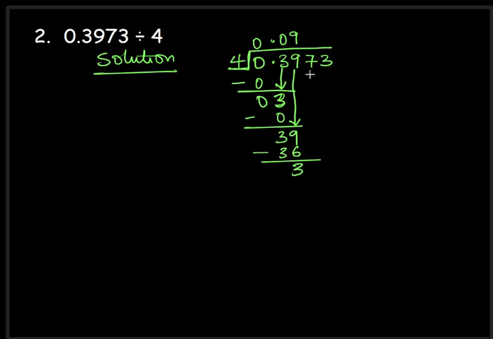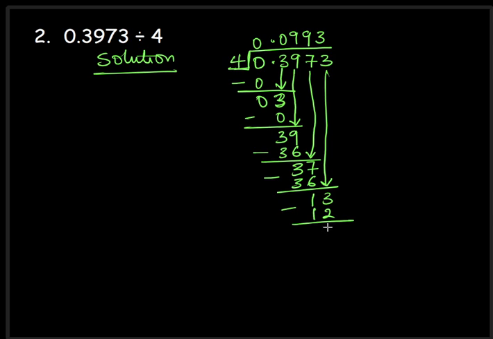And then we'll bring down 7. 4 into 37, still 9. 4 times 9 is 36. Subtract. What do we have? 7 minus 6 will give us 1. And then we bring down 3. 4 into 13, that will give us 3. 4 times 3 will be 12. Subtract. 3 minus 2 is 1. At that point, nothing to bring down.